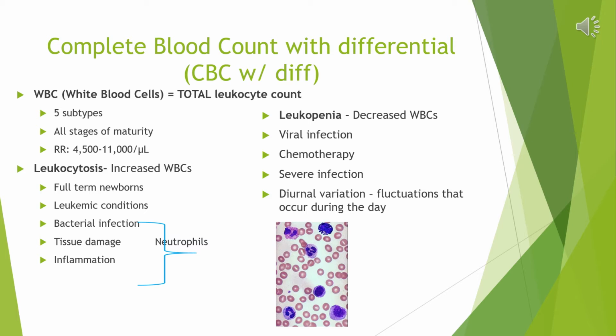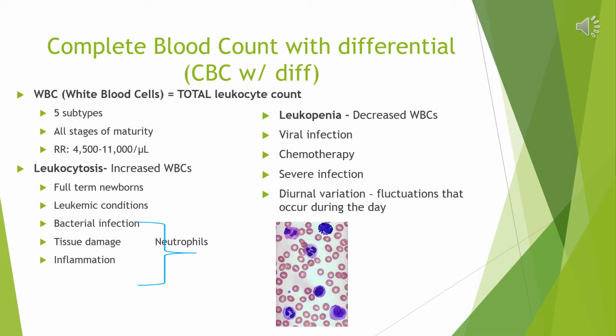All right, moving along to the white blood cells. The WBC is the total leukocyte count. There are 5 subtypes, all stages of maturity. There's your reference range. When you have a level that's above that, that's called leukocytosis. We see that often in full-term newborns, leukemic conditions, and then you'll see an increase in the total neutrophils with leukocytosis related to bacterial infection, tissue damage, inflammation.